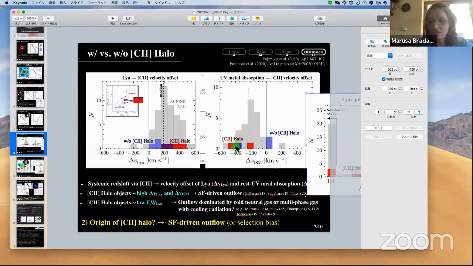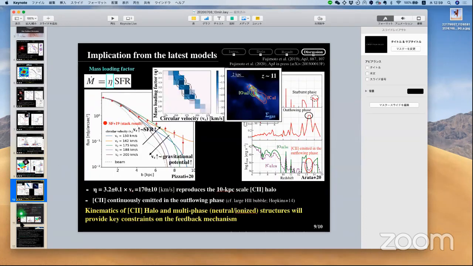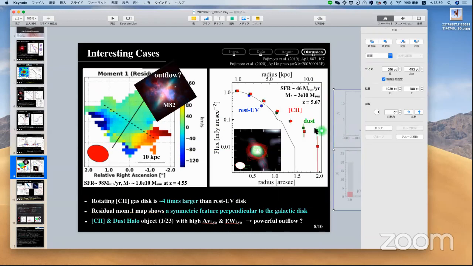Okay, there is another question. If you can detect dust in the outskirts of the galaxy, it could imply that the dust grains are not destroyed there, right? Yes, yeah. So in this case, we identify very extended dust up to similar scale. So dust grains are not destroyed there. Yeah, I think so.